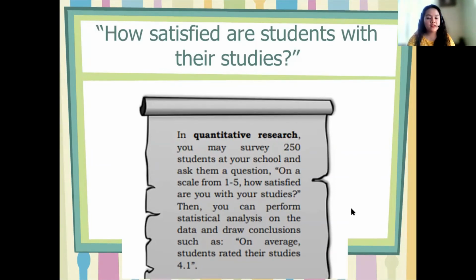Then, you can perform statistical analysis on the data and draw conclusions such as, on average, students rate their studies 4.2 or 4.1. So, as you can see here, they interpreted the satisfaction of students into numerical data, which is, on average, sinasabi niya that satisfied sila 4.1, which is a very good number, close to perfect, which is 5, diba?